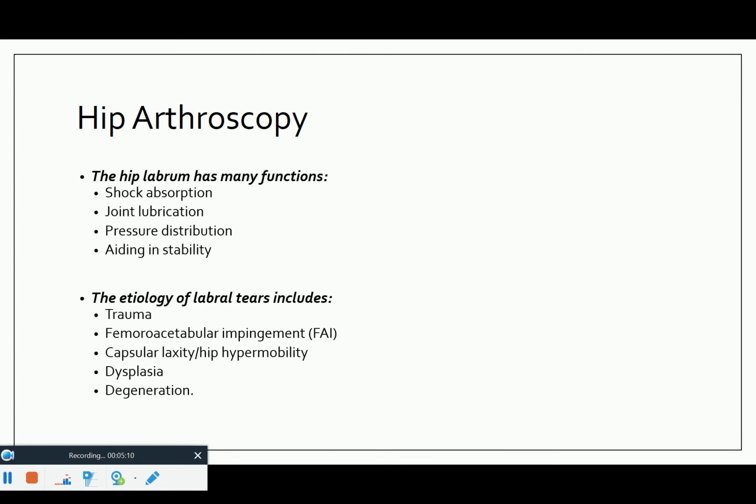The etiology of labral tears includes trauma, FAI, or femoroacetabular impingement. If you have capsular laxity or hypermobility of the hip, this may be what we brought up in class the other day of microinstability over time. If you were born with hip dysplasia, and then of course degeneration, or bone-on-bone or joint space narrowing, may tear the labrum. So people with labral tears present with anterior hip or groin pain and less commonly buttock pain.